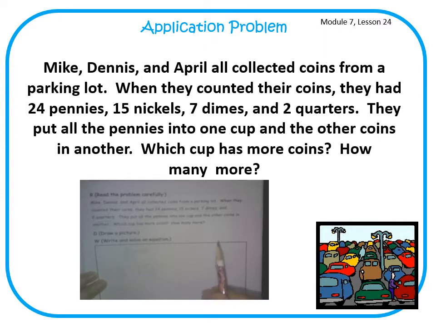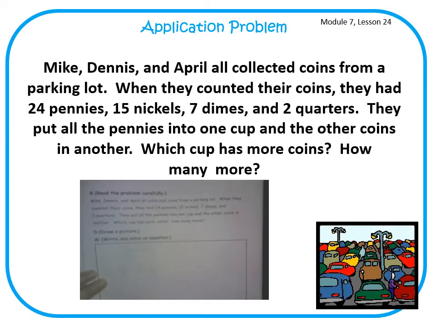Now, it says, which cup has more coins? Now remember, it's not talking about the total value of the money. They just want to know about the coins. So this cup has how many coins? 24. This cup has 15 and 7 and 2. So you have to figure out what 15 plus 7 plus 2 is. So let's figure that out to see how many coins are inside this cup. We already know that 7 and 2 makes what? 9. So now we can easily add 15 plus 9.